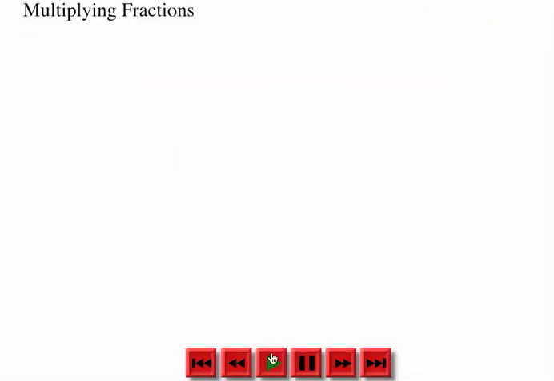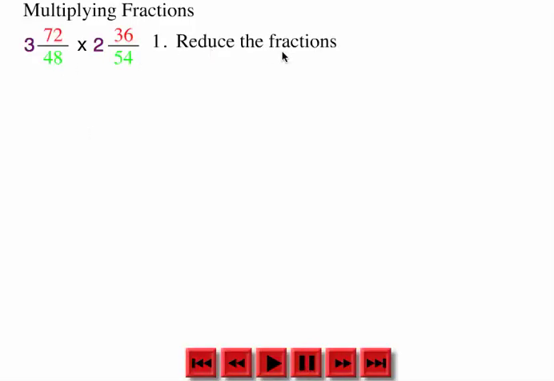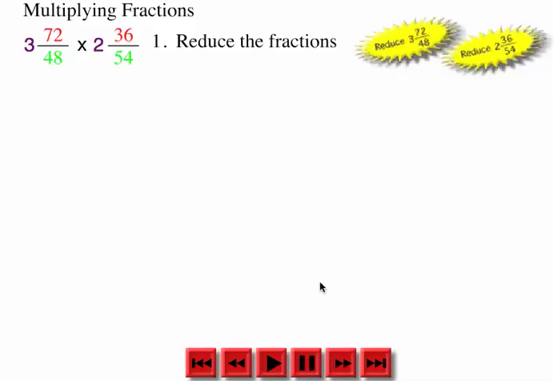Okay, we're multiplying fractions, and the number that we're multiplying is 3 and 72/48 times 2 and 36/54. Our first step is to reduce the fractions. So what I'm going to do is I'm just going to go over and show you what that looks like.